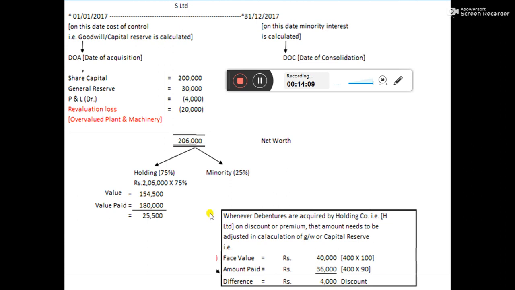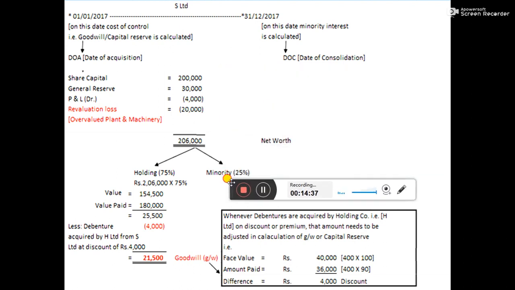So this has to be deducted from whatever calculation you are getting. Here the goodwill you are getting needs to be deducted. If suppose this was a premium, then it needs to be added. So the amount you will get is 21,500 as goodwill. This 21,500 will come in the balance sheet under intangible assets while preparing the consolidated balance sheet.